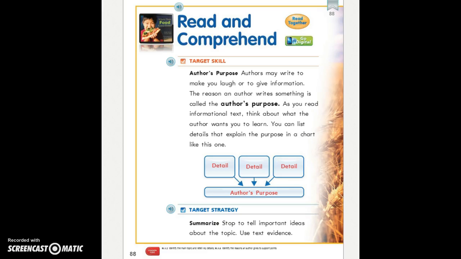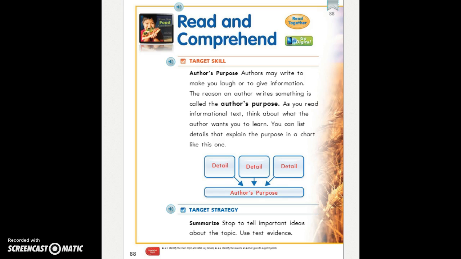Please turn in your books to page number 88. It's a read and comprehend page. We're first going to read the top section, the target skill section. The reason an author writes is called the author's purpose.